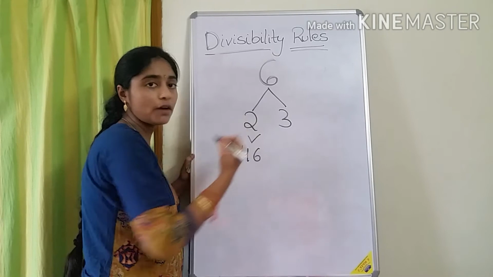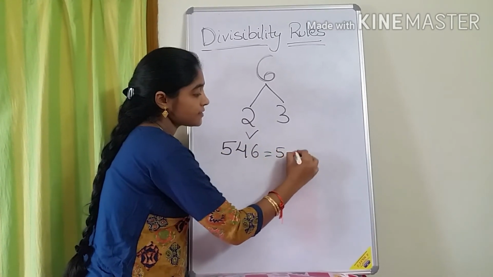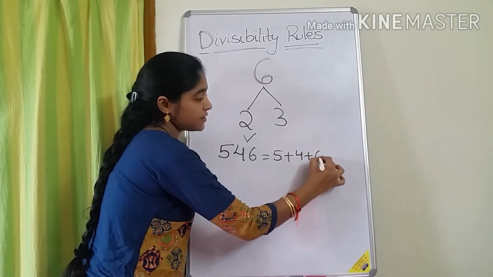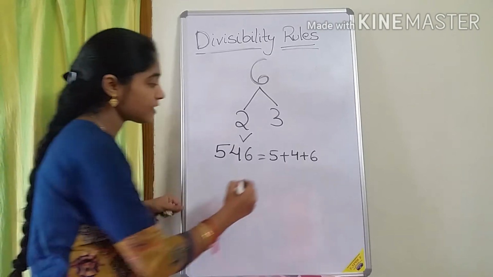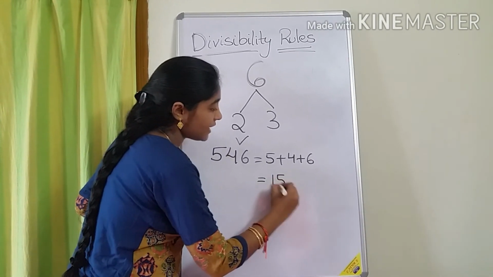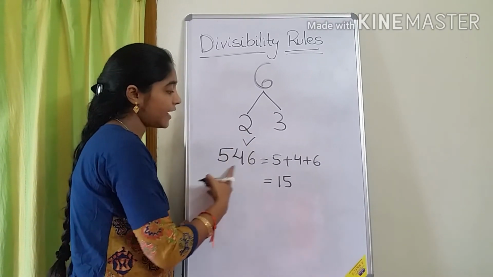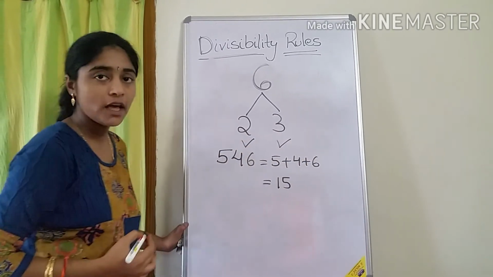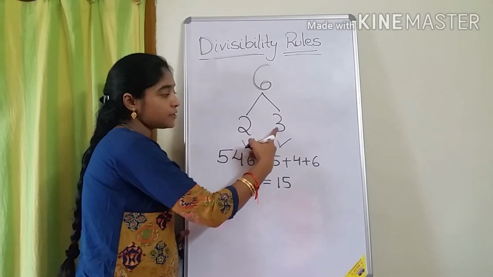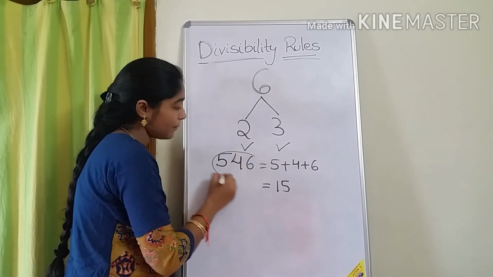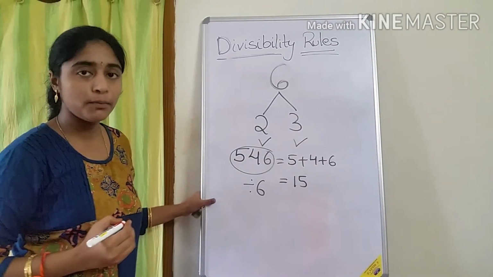Next, let us check the divisibility rule of 3. What is the divisibility rule of 3? All the given digits should be added. 5 plus 4 plus 6. 5 plus 4 how much? 9. 9 plus 6 how much? 15. Does 15 come in the 3 table or not? Yes. So the whole number is divisible by 3. 546 is divisible by 3. So the given number is divisible by 2 as well as divisible by 3. So the total number is divisible by what? 6. Clear? Let us check one more example.